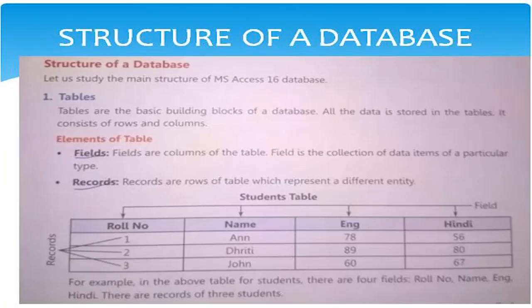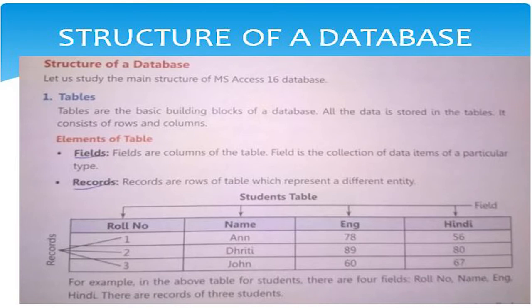Next one, let us have a look at the structure of a database. What is the structure? The main structure of an MS Access database: first one is table, because all the data will be stored in table format only. So the first point is tables. Elements of the tables are fields and records. Fields means columns of the table, records means rows of the table. Remember that: records means rows and fields means columns.